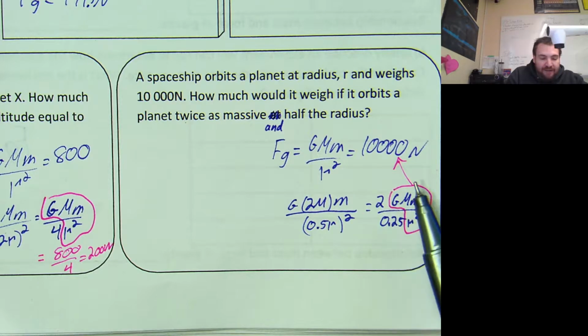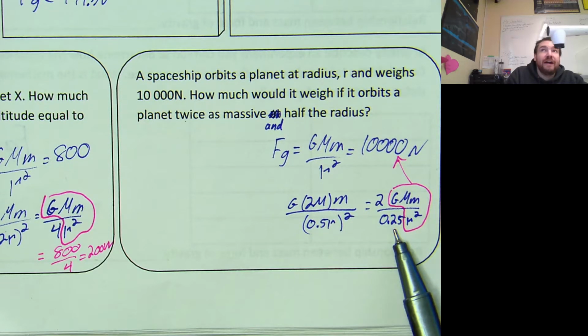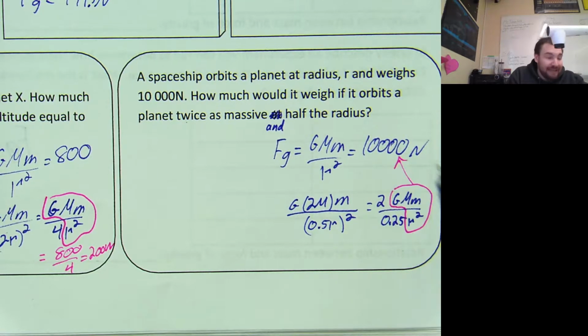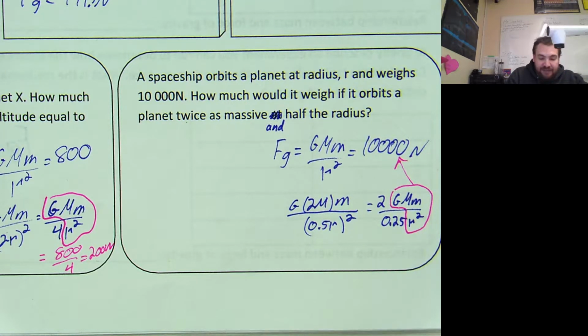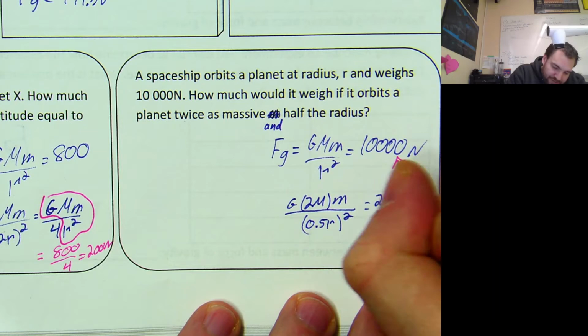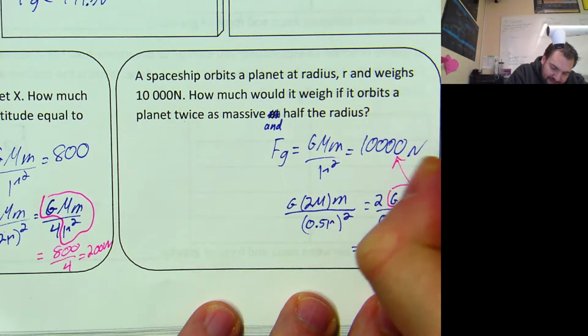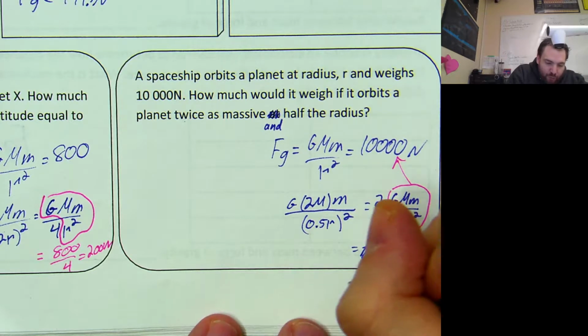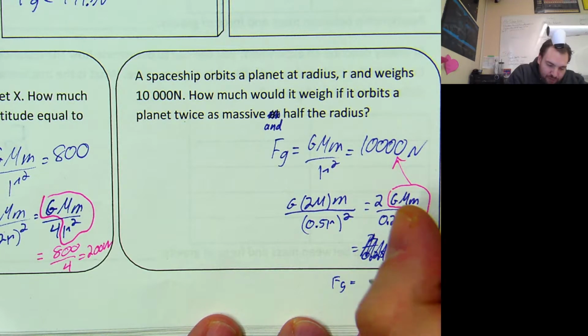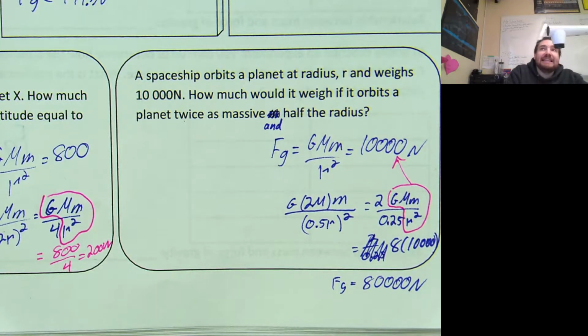So now we just want to know what 2 divided by 0.25 is, and then we're going to multiply it by 10,000. It is 8. So 8 times 10,000 is 80,000. That's 8 times 10,000. So the weight of this spaceship in this new location is 80,000 newtons. The mass of the spaceship has not changed, but the weight has, because your weight's dependent on where you are.